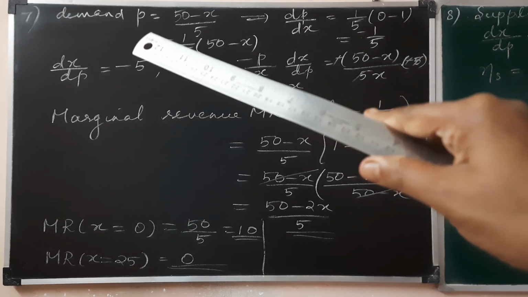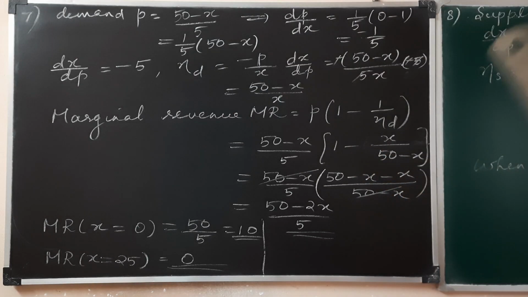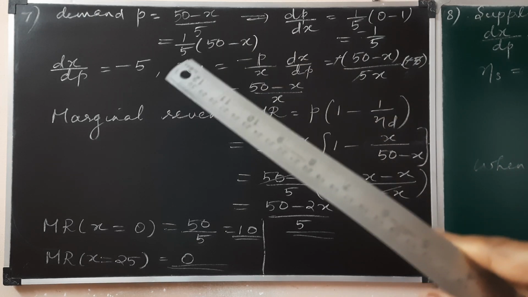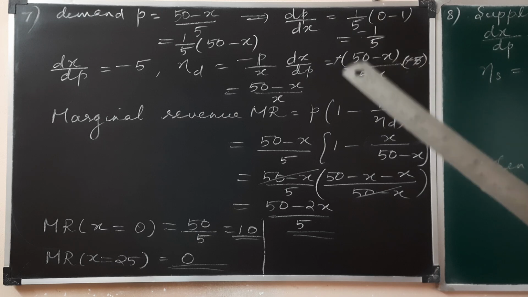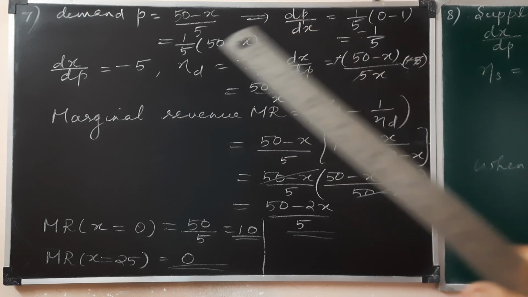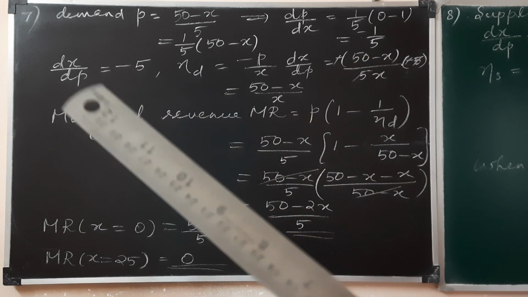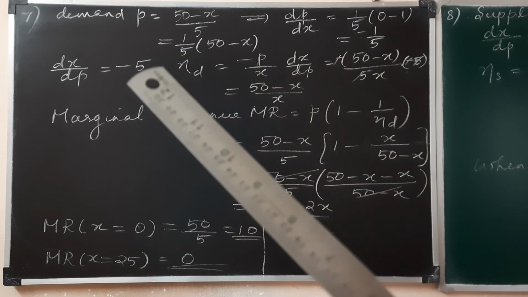So demand is P = 50 minus X by 5. So dP by dX you can calculate. Actually this is 1 by 5 of (50 minus X). So 1 by 5 into, for 50 it is 0 and for minus X it is minus 1. So it's minus 1 by 5. And so dX by dP will be the reciprocal, that is minus 5.